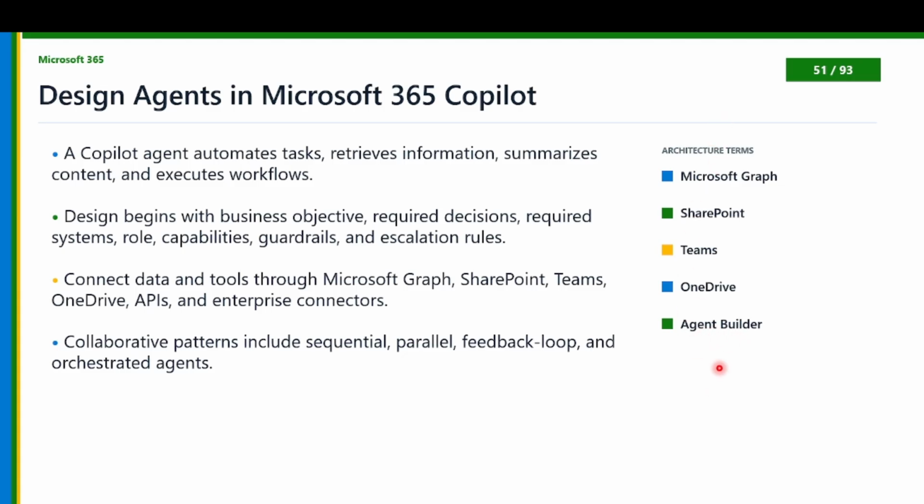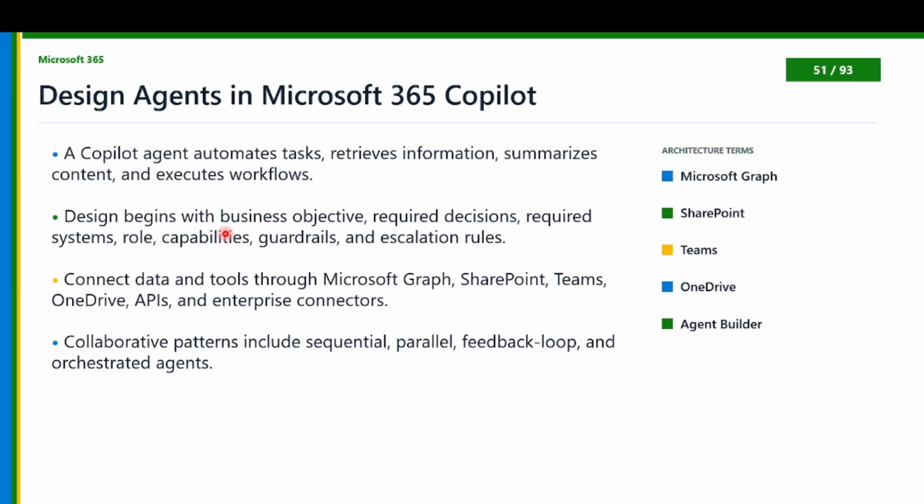Okay, so these are terms that you should understand here, and trust me, SharePoint is in the examination, Microsoft Graph is in the examination, Agent Builder is part of the examination. So a Copilot agent automates tasks, retrieves information, summarizes content, and executes workflows. We've talked about this before. Any task that is repetitive, that is personalized, and that follows the same pattern, you can easily build in the Office 365 Copilot platform.